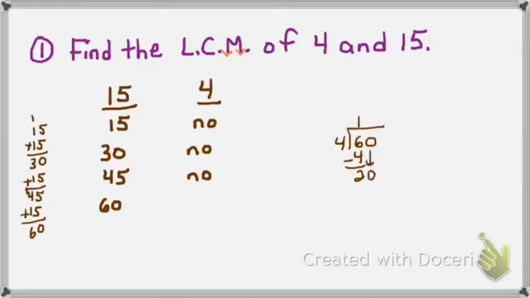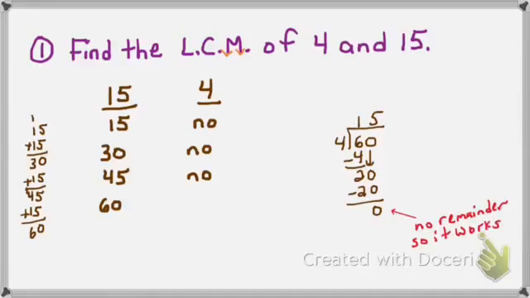I go ahead and fully solve the problem. I see that I have a remainder of 0. And if there's no remainder, that means it works. It divides in evenly, so the answer is yes. When I go through my 4 times tables, I do get to 60. Therefore, 60 is my LCM. The first one that I can say yes to is the least common multiple.